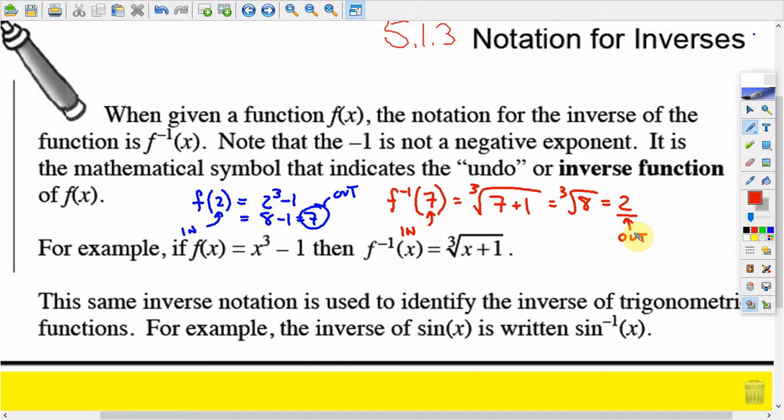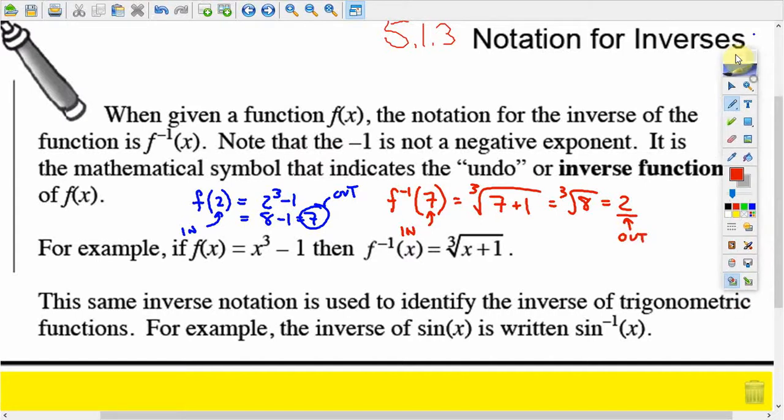So this same inverse notation is used to identify the inverse of trigonometric functions. For example, the inverse of sine of x is written as sine -1 of x, or inverse sine of x.